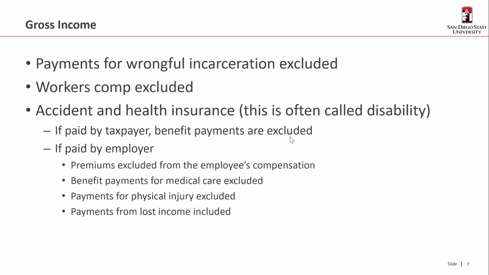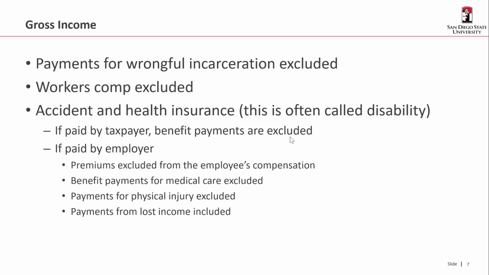Accident and health insurance. Sometimes you hear this called disability insurance. So I'm going to separate this to some extent, but not entirely, from health insurance, right? Medical insurance. But if paid by the taxpayer, the benefit payments are excluded. So if I pay for my own disability insurance, which I don't, by the way, the state of California pays for mine. But if I did, and when I was a CPA, I did in fact pay for my own disability insurance. If I somehow was disabled and started receiving benefit payments, those would be excluded.